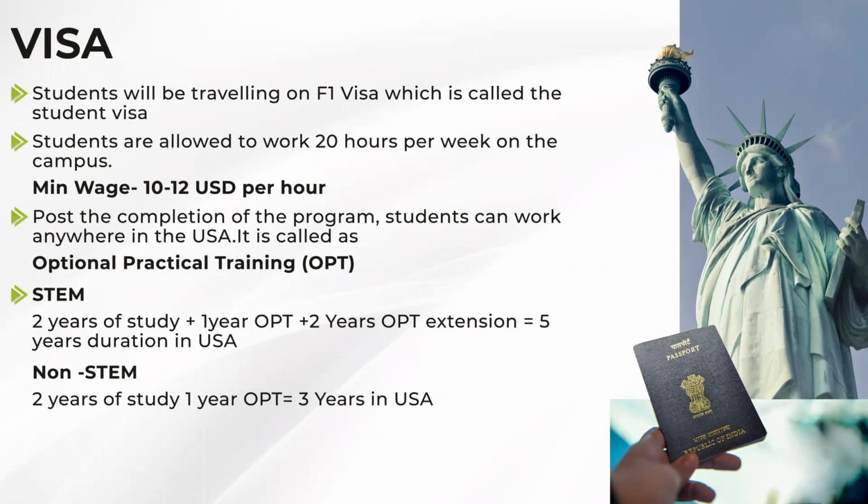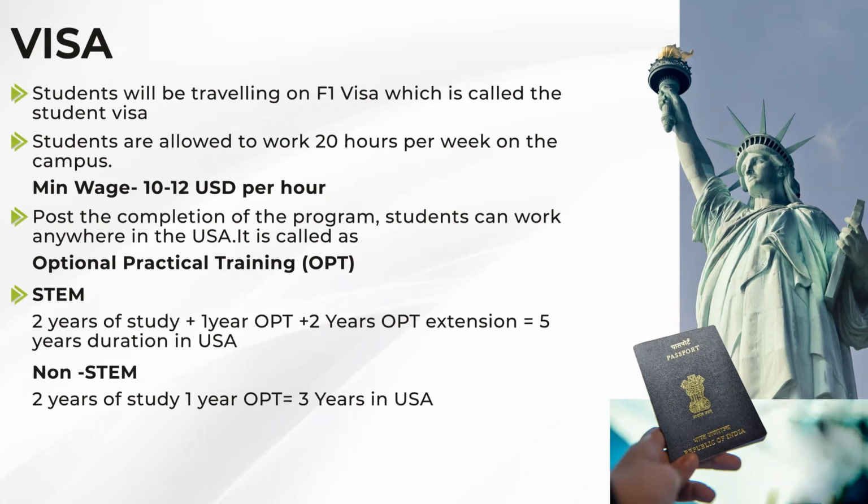Once you start practicing your work, it is called OPT. Depending upon your courses, the duration will vary. Now, it is here segregated into two manners. First being STEM-based course, and another one is non-STEM based course. If you're going for any engineering related course or any IT or tech related course or science related course, it will fall under STEM. Now, one major advantage of STEM-based courses, your study duration will be 2 years.